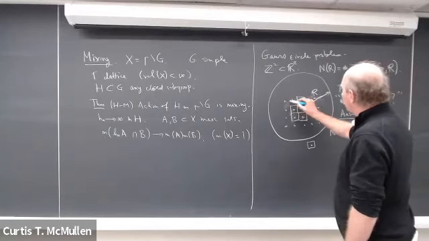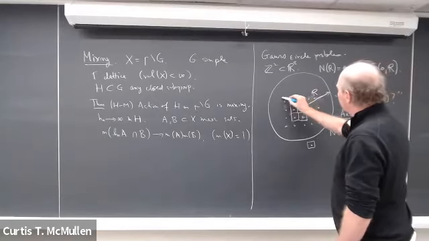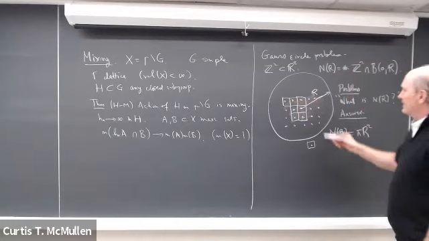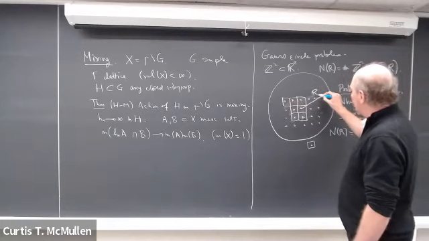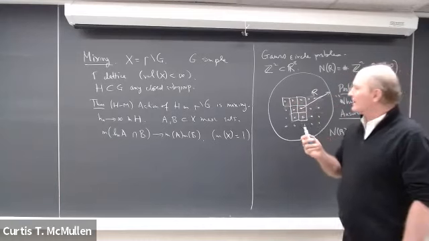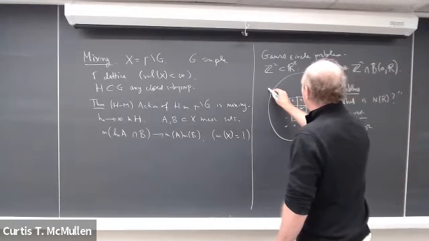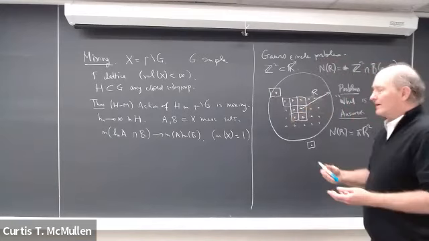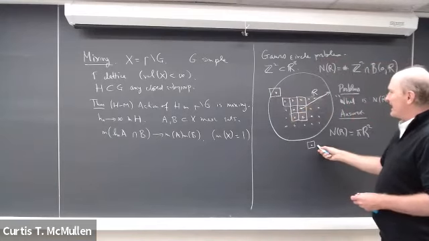So if you believe that the number of squares that are entirely contained in the region is a good approximation to the area of the region, then you would get this estimate. And where does the error come from? The error comes from the squares that meet the boundary. So they're not entirely inside the region and they're not entirely outside.